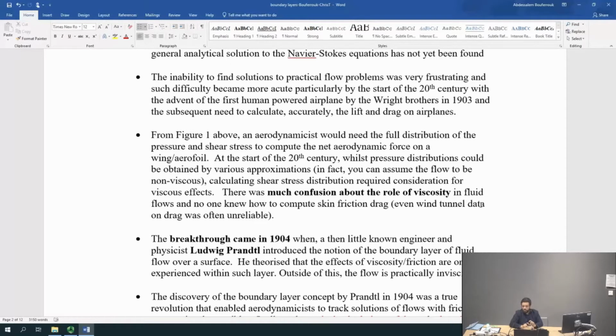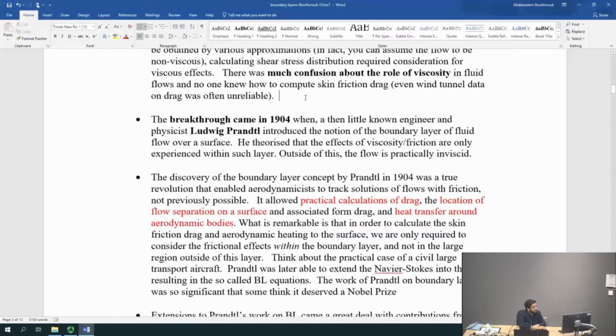And of course, that's because there are viscous effects in the boundary layer. And by that time, there is no concept of the boundary layer. People have no idea what this boundary layer is. They knew there is viscosity, but they didn't understand it, in that sense. So for a while, there remained a lot of confusion.